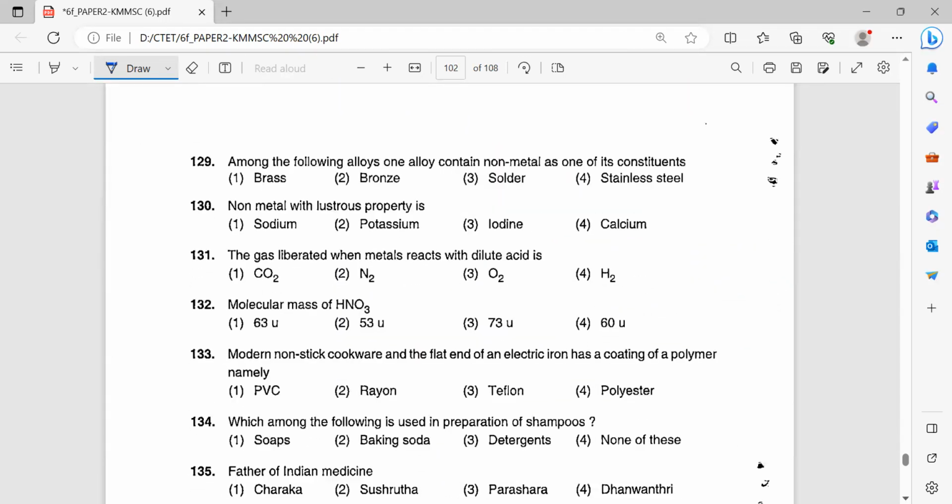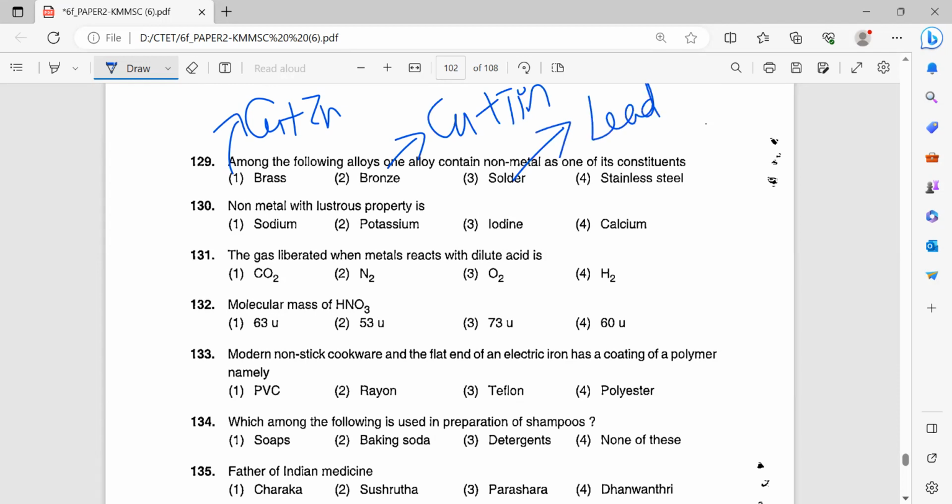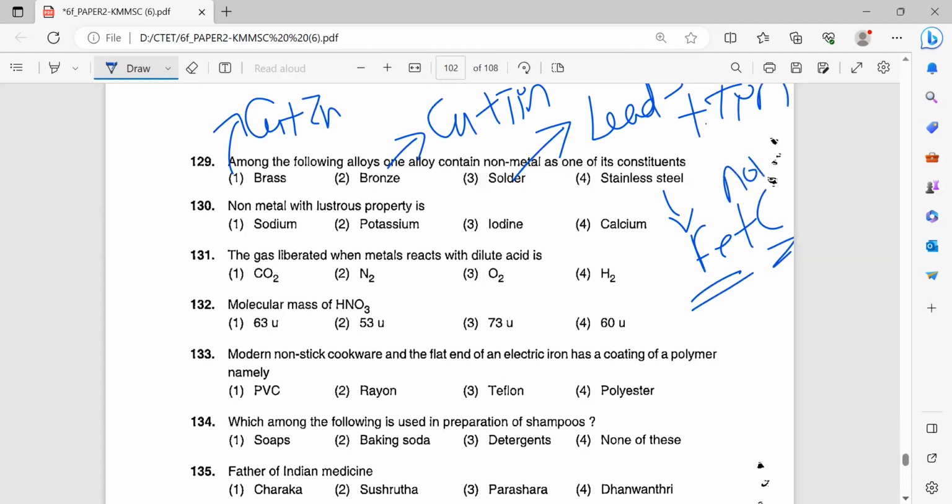Next, among the following alloys, one alloy contains a non-metal as one of its constituents. Brass is made up of copper and zinc, both are metals. Bronze is made up of copper and tin, both are metals. Solder is made up of lead and tin, both are metals. Then stainless steel is made up of iron and carbon. Here iron is a metal, carbon is a non-metal. So option 4, that is option D, is the right answer.